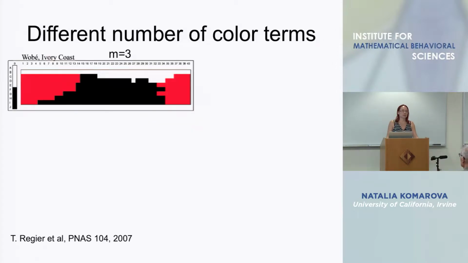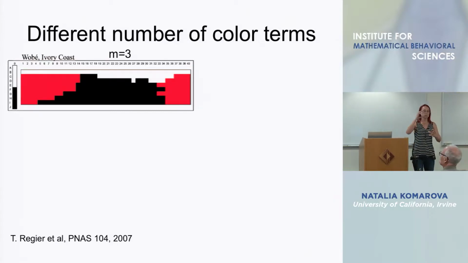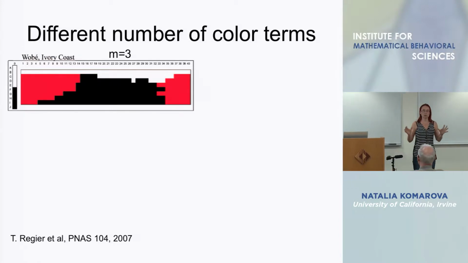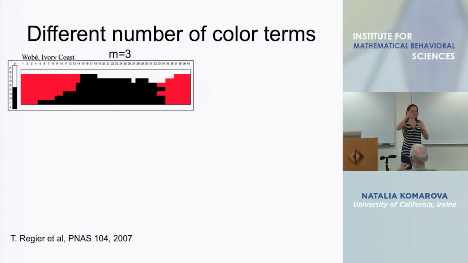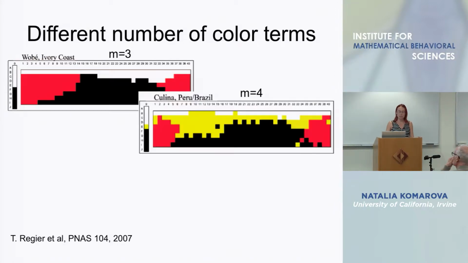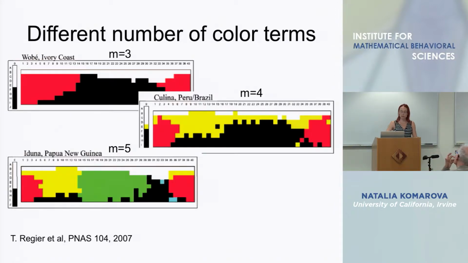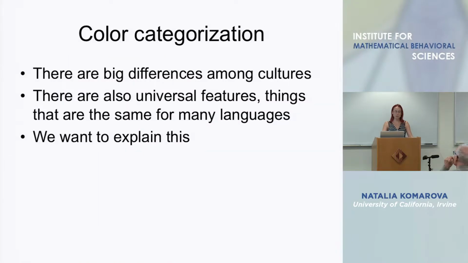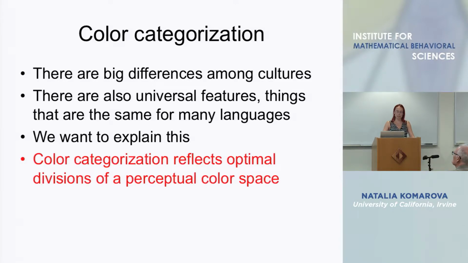So here's an example of a language with 3 color terms. When there are 2, it's usually black and white, or dark and light. It doesn't mean that these people don't see all the variety of colors. It's just that they categorize them into 2 groups. If there are 3, the third one is usually red, and there are cultures that have 4 colors, 5, and so on. So there are big differences among cultures, but there are also some universal features that are common among languages, and we want to explain those.